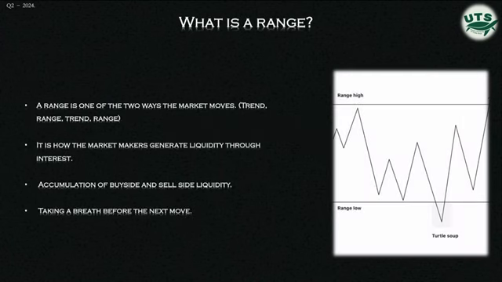Trend, range, trend, range. It is how the market makers generate liquidity through interest by accumulation of buy-side and sell-side liquidity. Above old highs, you have buy-side liquidity. Below old lows, you have sell-side liquidity. What this does is the following. You'll see the market chopping between two points, range high and range low. What this does is create the interest of selling a breakdown and buying a breakout.